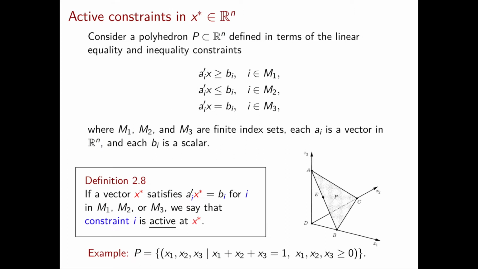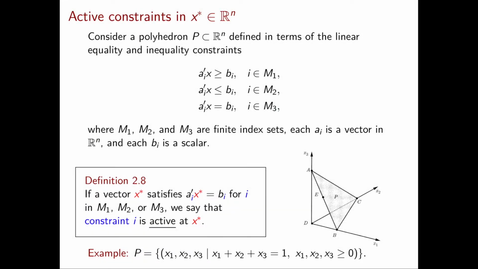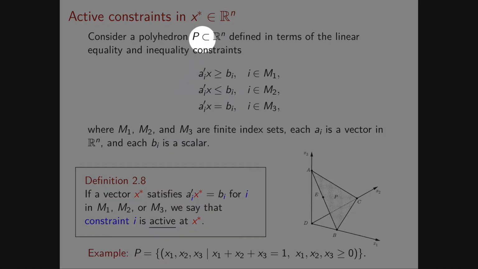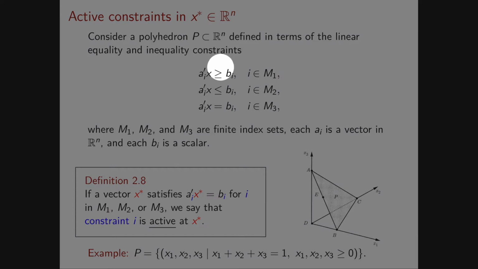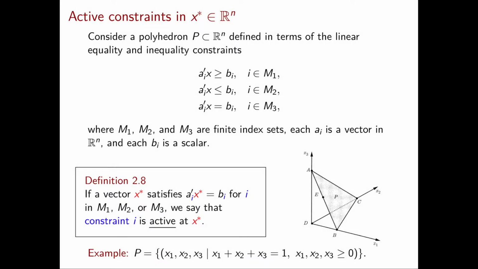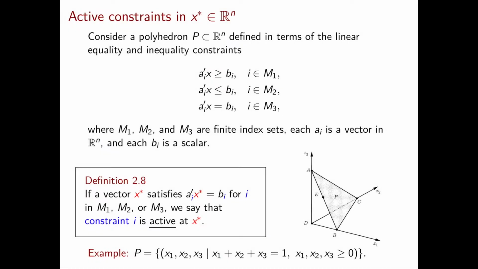The third and final definition of corner points that we're gonna see requires first a number of technical definitions. The first definition is that of a constraint being active at a vector. To give this definition, let's say we have a polyhedron in R^n defined with a bunch of linear constraints of the form greater than or equal to, less than or equal to, and equal to. The corresponding indices of the inequalities are M1, M2, and M3, all finite index sets.